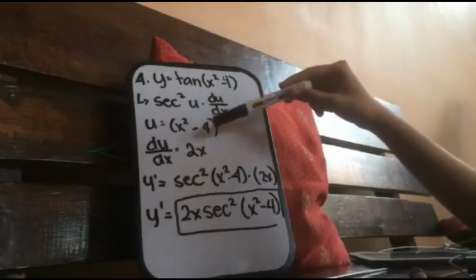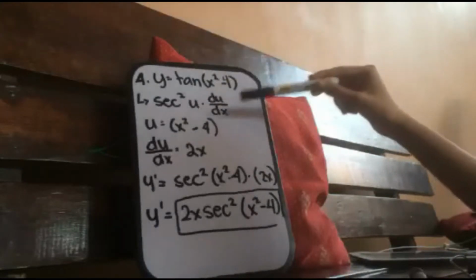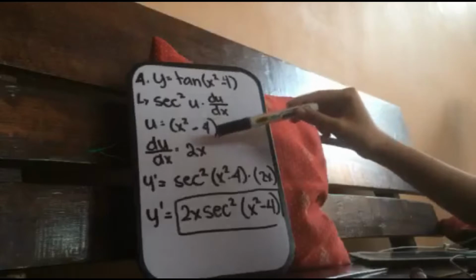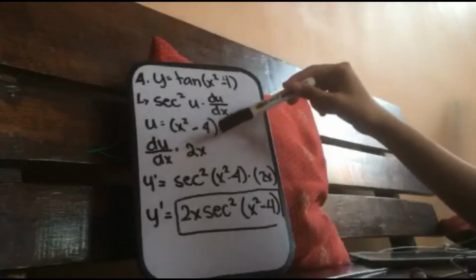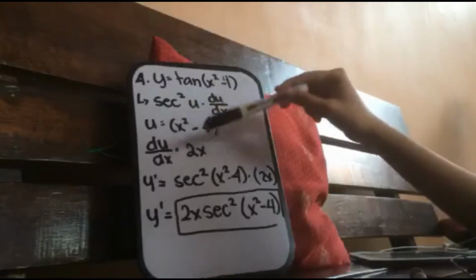Then, after nun, kunin natin yung value ng u, which is x squared minus 4, and yung value ng du over dx, which is 2x. Kaya siya naging 2x kasi yung derivative ng u is equal to 2x.